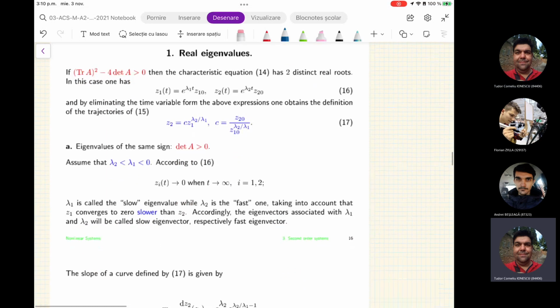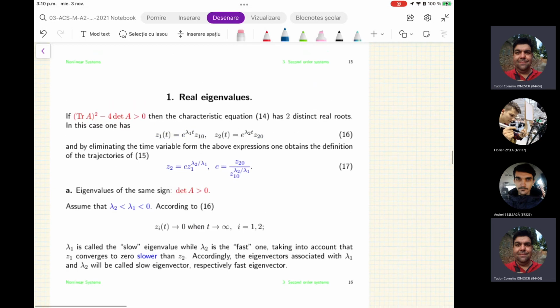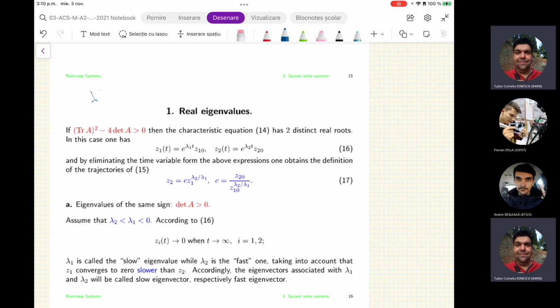First case, when we have real eigenvalues, okay? That means, I remind you, that the characteristic equation is lambda squared minus trace A lambda plus det A equals 0. And delta is always b squared minus 4ac, so here it is trace of A squared minus 4 det A. So this is the discriminant of the second order algebraic equation.